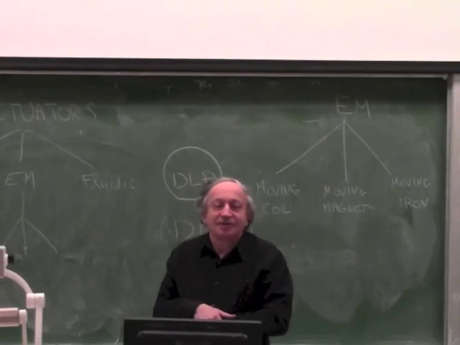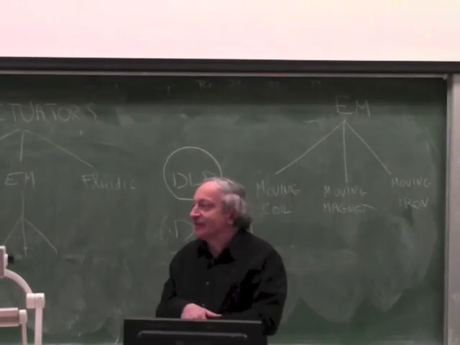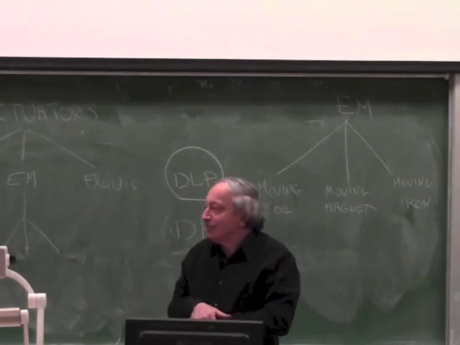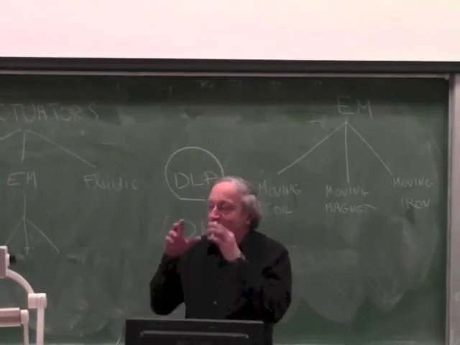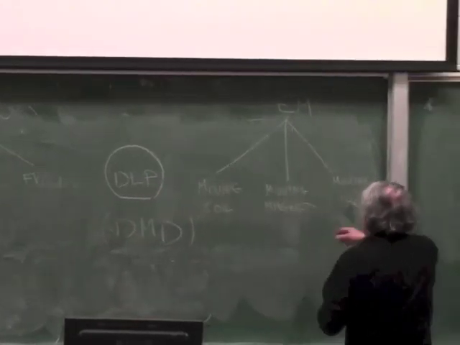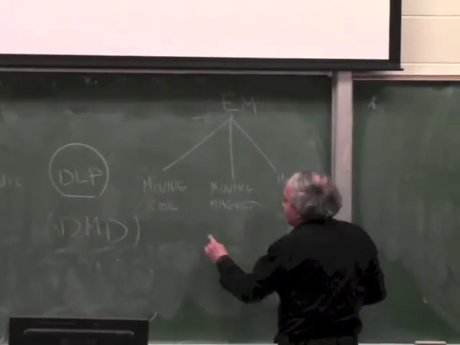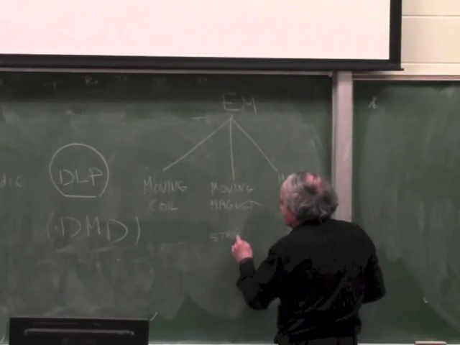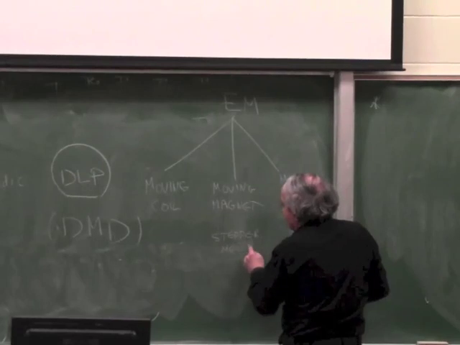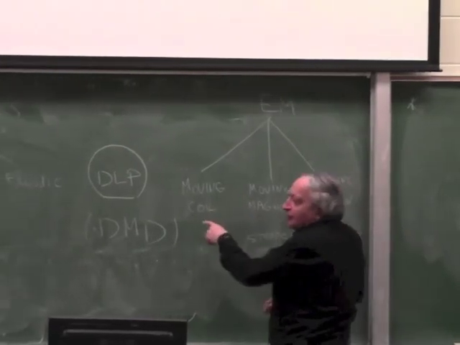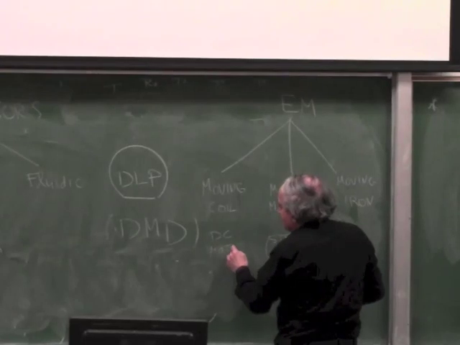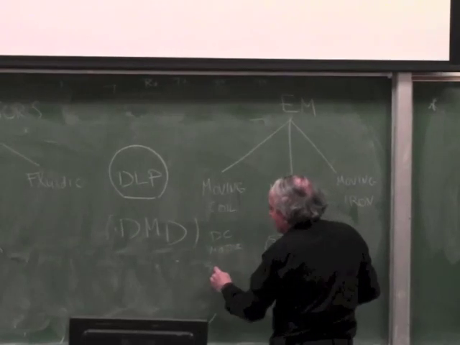Any other moving coil actuators that you possess? Stepper motors? Stepper motors turn out to be moving magnets, because the way they work, the coil is stationary and the rotor is a magnet, but you gave a good example for this one. So this will be like a stepper. A regular motor is moving coil, like a DC motor. DC motor, speaker.